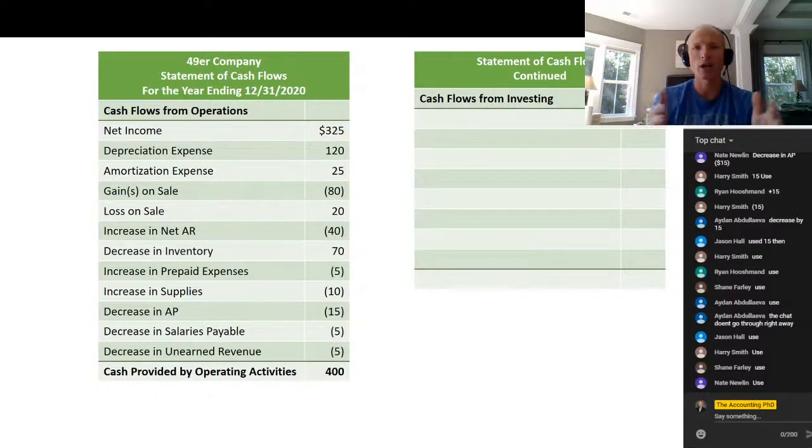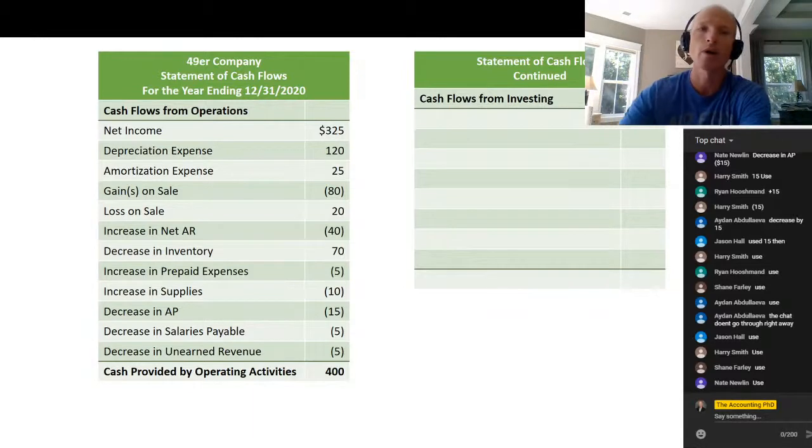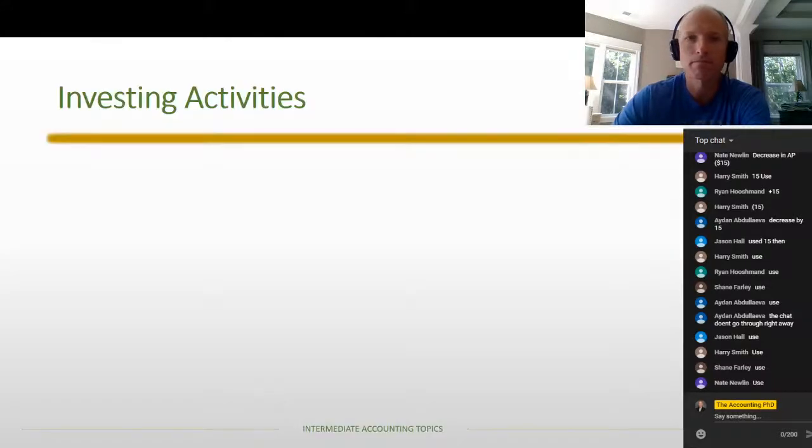I'm having to kind of go left to right here, and the reason why is because there's not enough space. So my screen's oriented the opposite way of what I would want. So just imagine this investing section being below the operating section. So the next thing we're going to focus on then is cash flows from our investing activities.